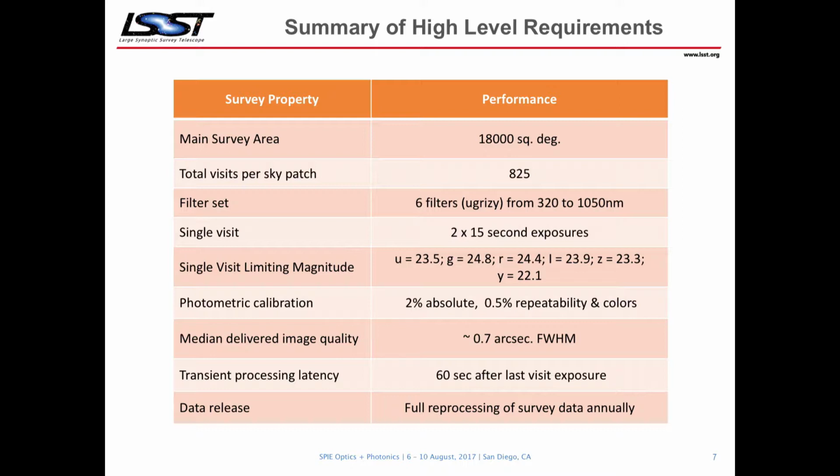The single visit limiting magnitudes indicate how faint we'll go. We'll go to about 24th magnitude in one pair of 15-second exposures. And over the 10 years, we'll get down to something like 27th magnitude, which, for those of you who've seen the Hubble Deep Field images where you basically see a forest of galaxies, we get down to those limits in a ground-based project.